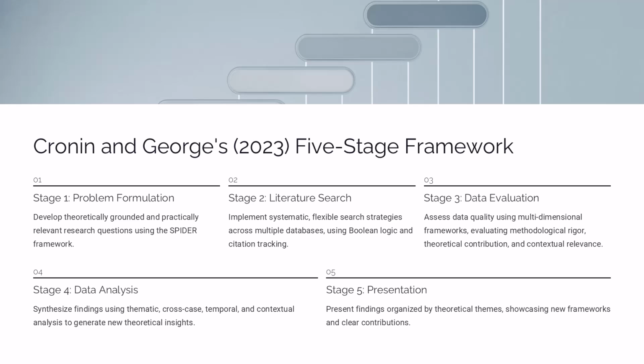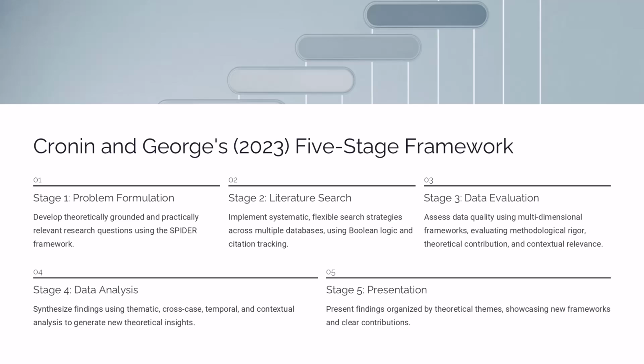Cronin and George's 2023 framework represents a significant advancement in integrative review methodology, providing systematic guidance while maintaining the flexibility that makes integrative review so powerful for theory development. Unlike earlier approaches that were often criticized for lack of rigor, this framework provides clear procedures for each stage while allowing for the iterative, interpretive work that characterizes high-quality synthesis.